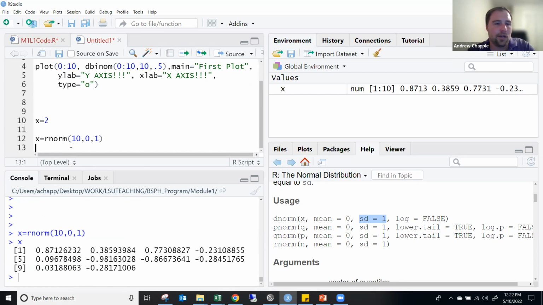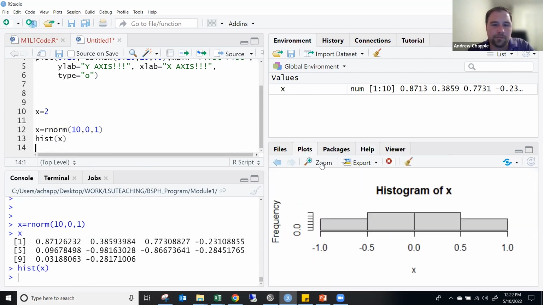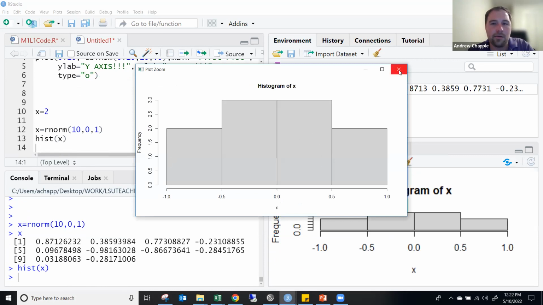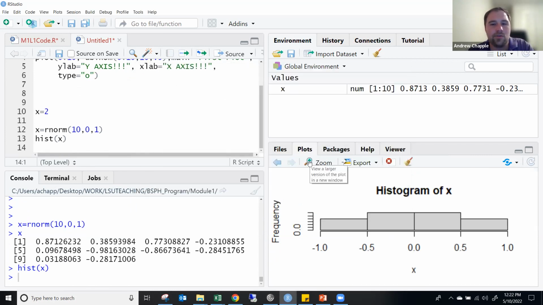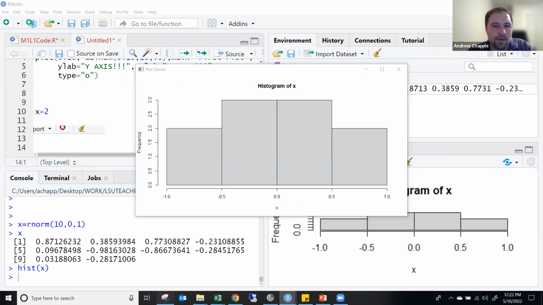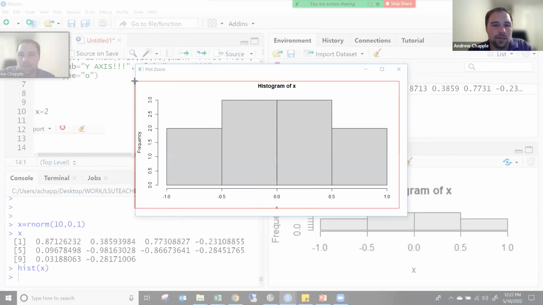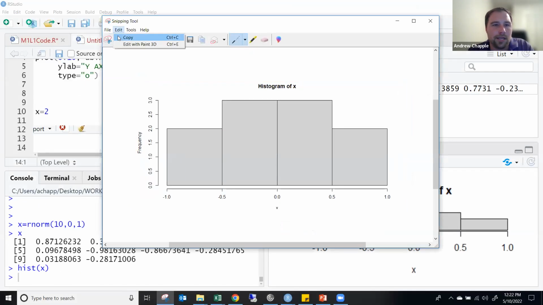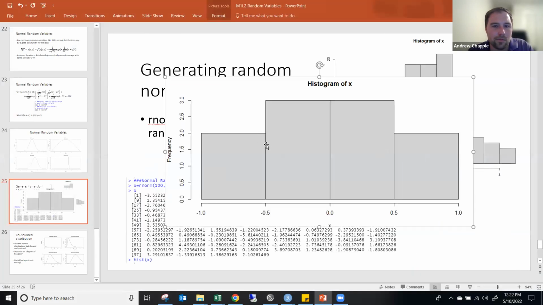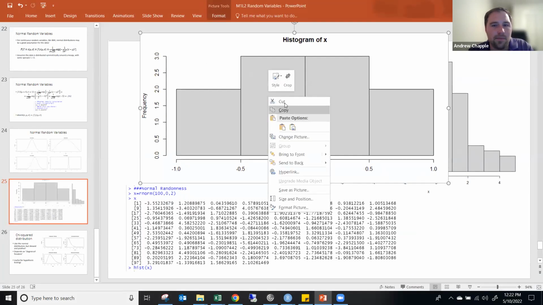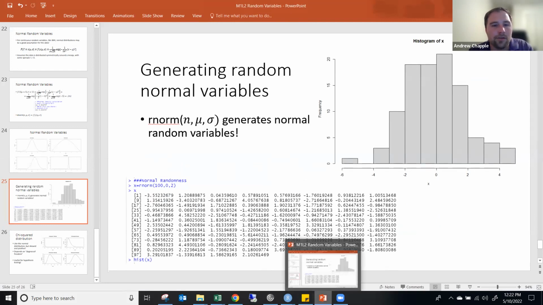And I can make a little histogram if I want. hist x. This makes my little histogram. You can see that down at the bottom. If I want to zoom in, I click on this zoom right here. If you want to save images, to me, the best way to do it is to use the snipping tool. I can copy it and paste it somewhere else, like for example here, bam, now I have my new histogram. To me, that's the easiest way to do it, so you want to download the snipping tool.